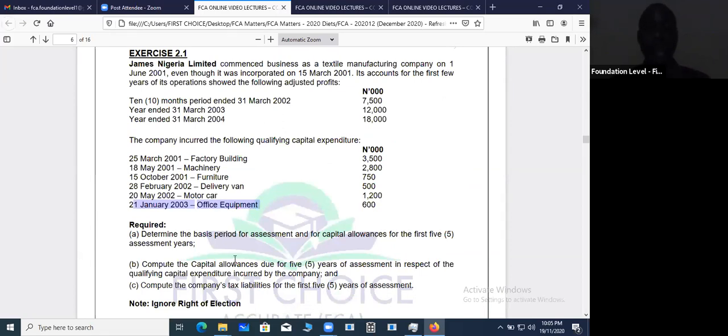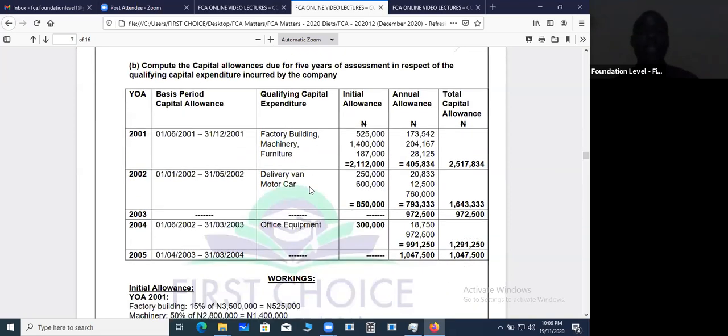Compute the capital allowances due for 5 years of assessment in respect of the qualifying capital expenditure incurred by the company. So in respect of the capital expenditure incurred by the company, which are all these here, we are asked to look for the capital allowance for 5 years. How do you do it?